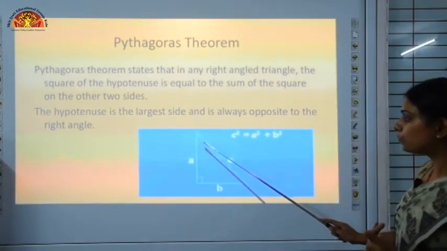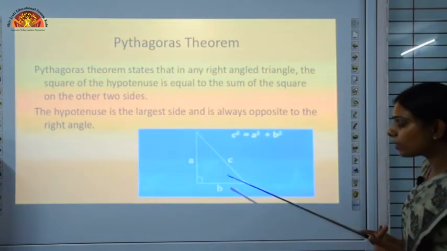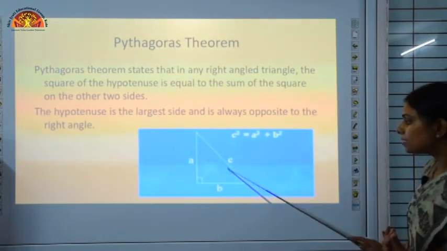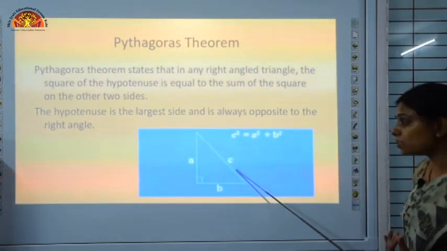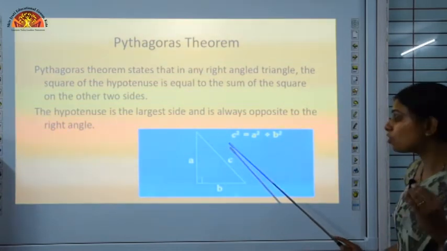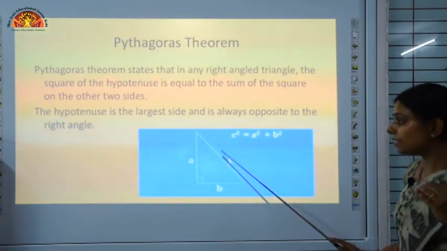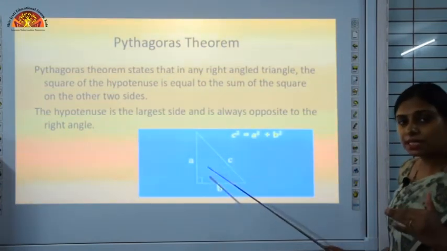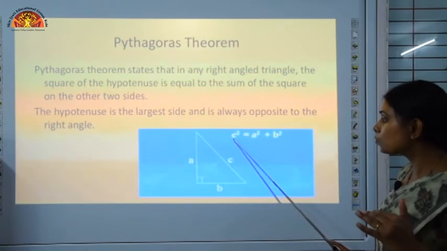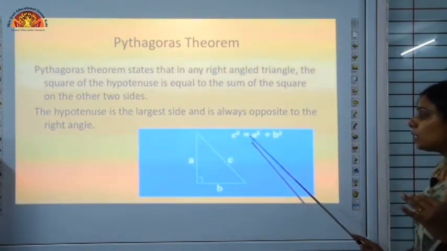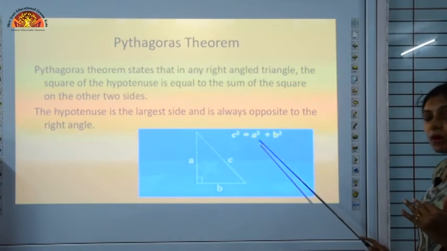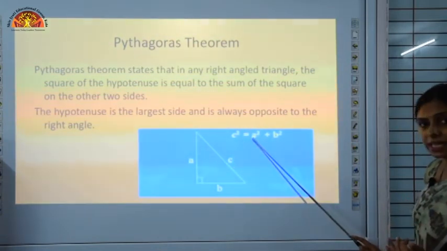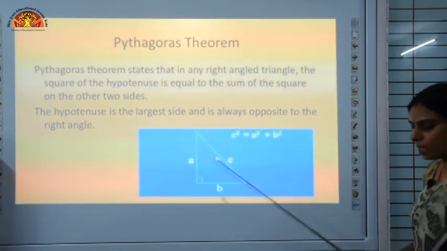Just have a view of the figure over here. This is the right angle triangle. This measure is 90 degree, and the side C is known as the hypotenuse, which is the longest side of the right angle triangle, and A is the perpendicular and B is the base. So as per the statement of Pythagoras theorem, the square of the hypotenuse is equal to the sum of the squares of its other sides. So C square is equal to A square plus B square.